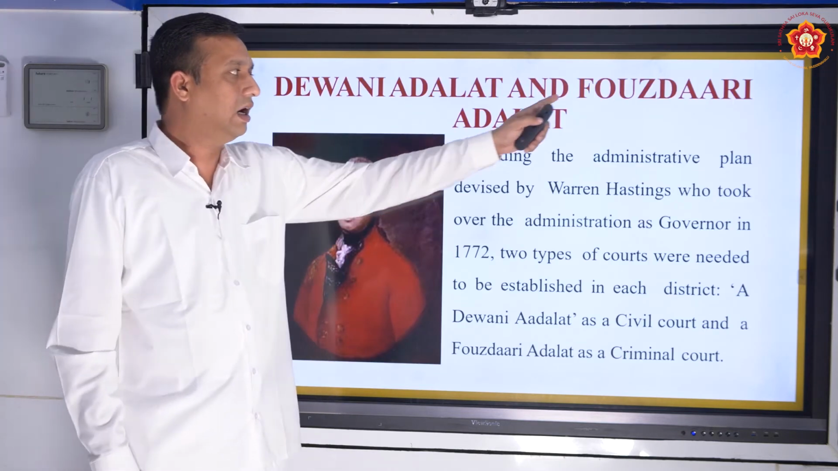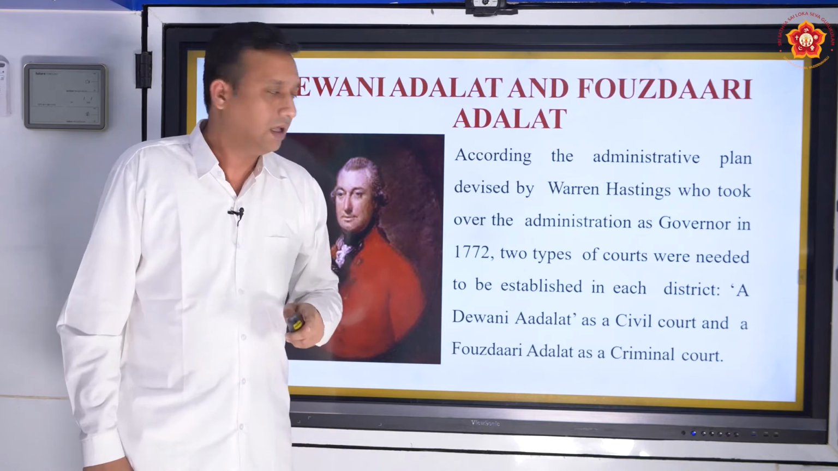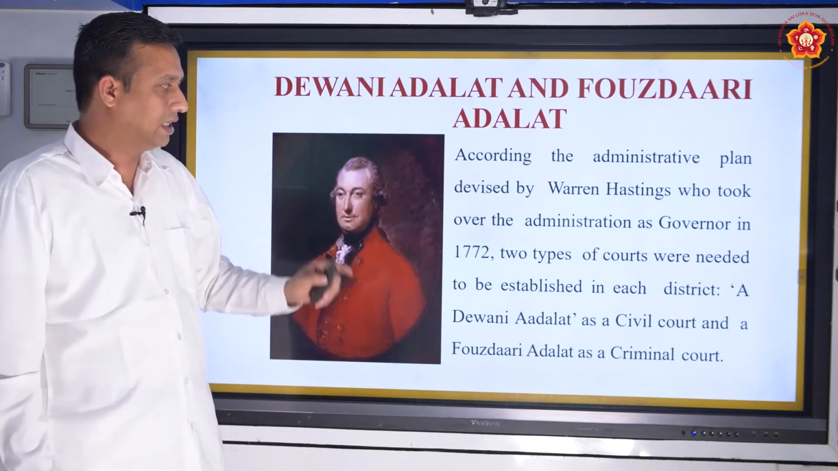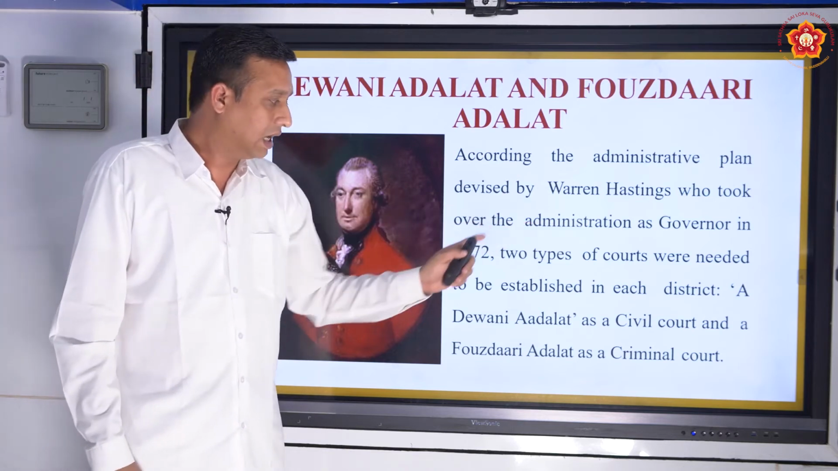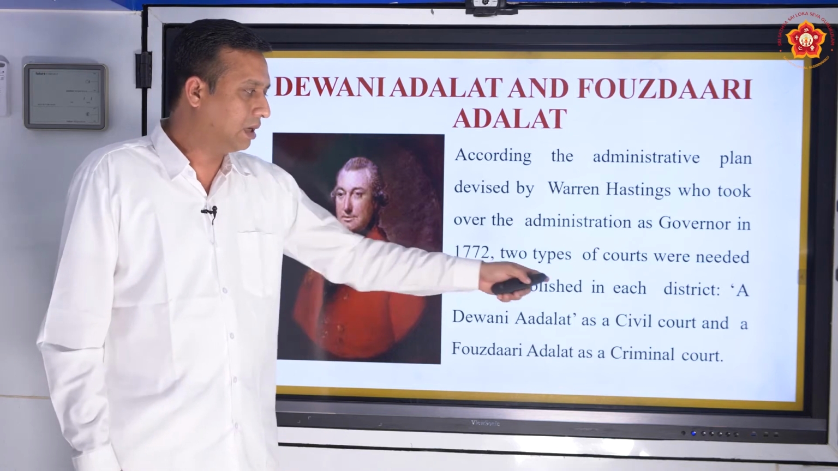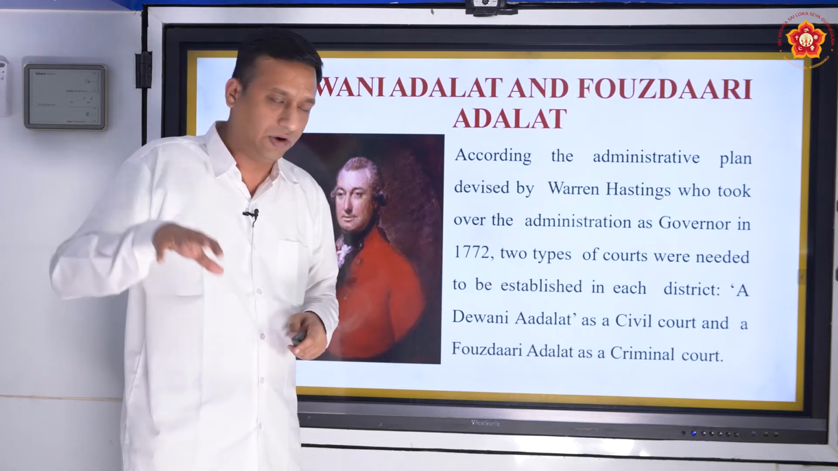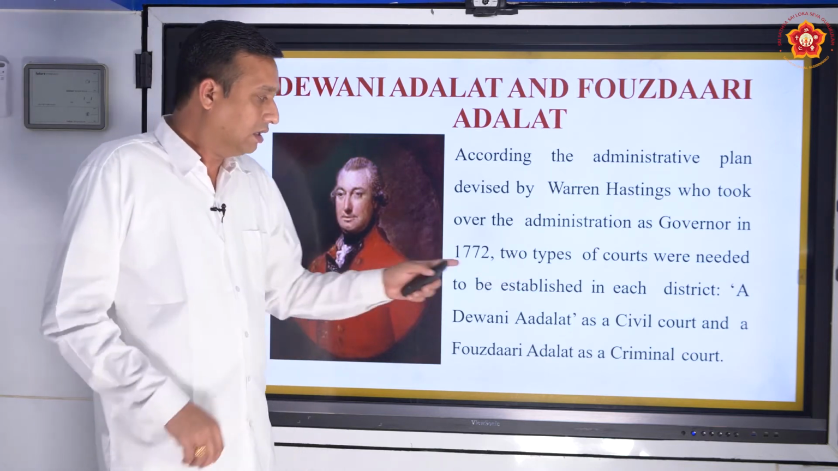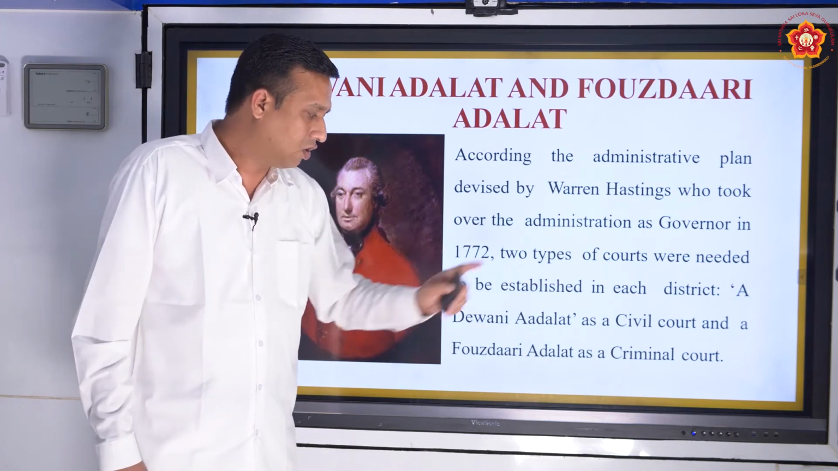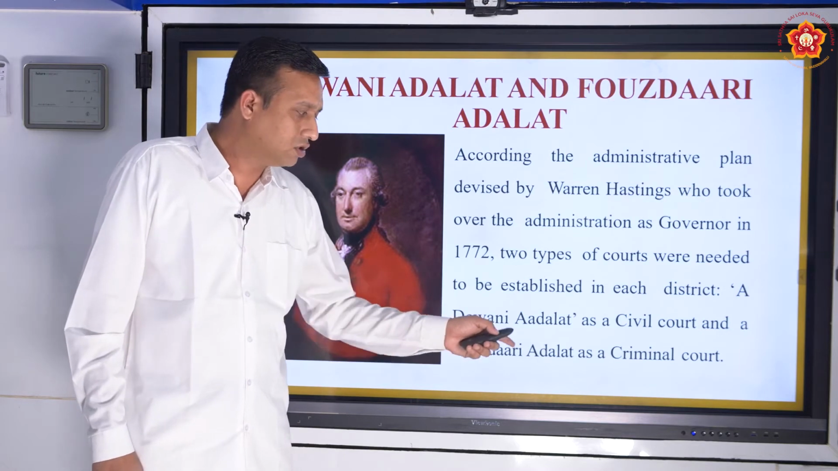Diwani Adalat and Fauzdari Adalat. According to the administrative plan devised by Warren Hastings, who took over administration as governor in 1772, two types of courts needed to be established in each district. The whole country was divided into different districts. One was called the Diwani Adalat, a civil court, and another was called the Fauzdari Adalat, a criminal court.